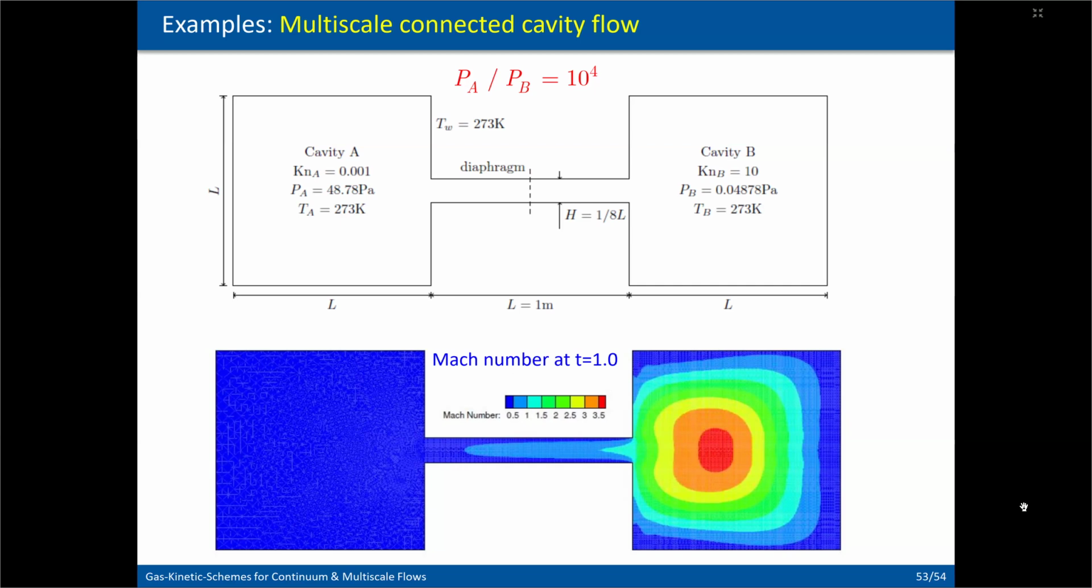And here we just show the Mach number at a given time. We can see that the Mach number covers a wide range. And here no vortex can be observed, but at a later time we can observe a vortex because the gas is flowing from the left to the right cavity continuously.